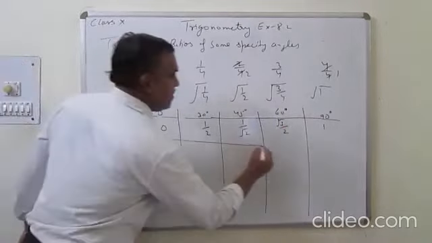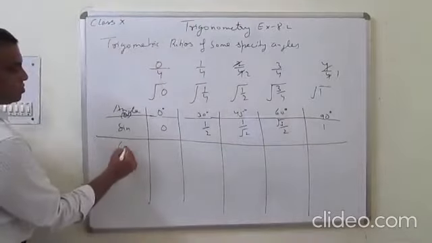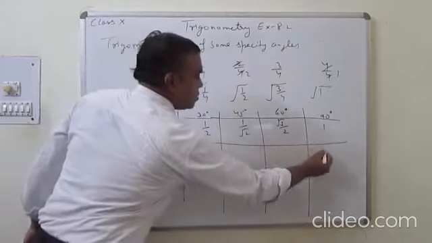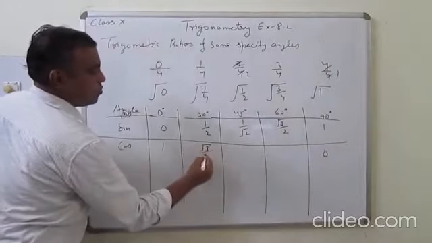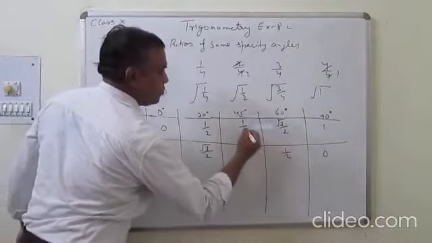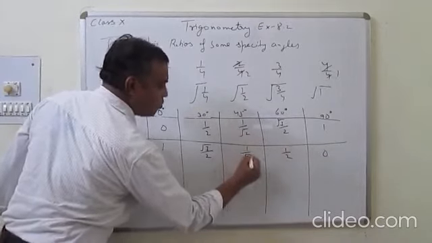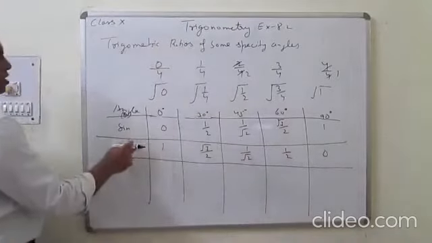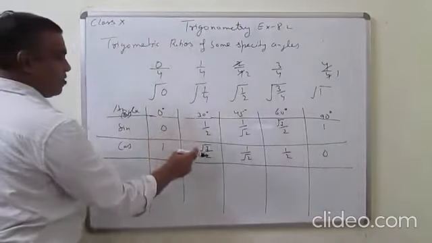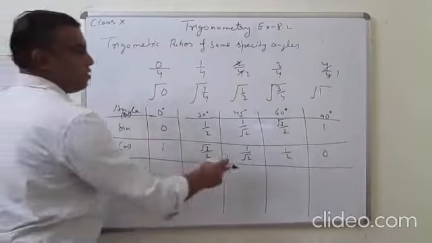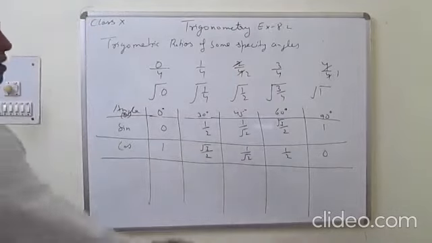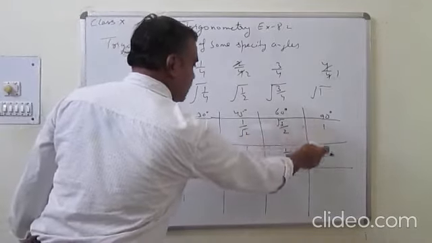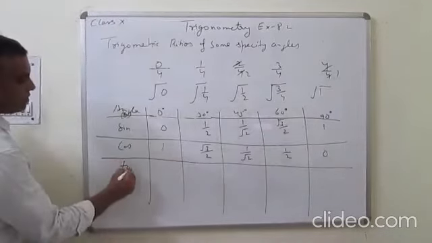Now I will write the value of cos. Now make this 1 here and 0 in the last. Cross करते जाइए. 0 root 3 by 2, cross it here. 1 by 2, इसका कोई cross नहीं है. 1 by root 2. These are the values of cos. Cos 0 is 1. Cos 30 is root 3 by 2. Cos 45 is 1 by root 2. Cos 60 is 1 by 2. Cos 90 is 0.